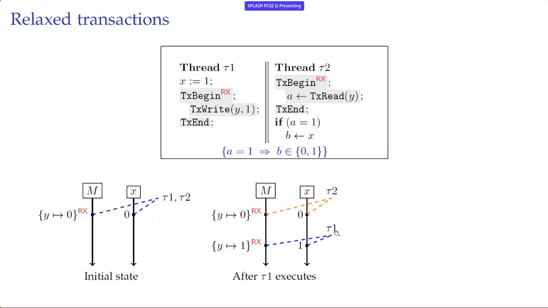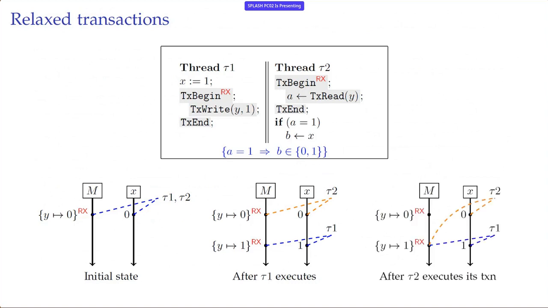Now let's go ahead and execute the other thread. We're going to execute it in a way where we're forcing the other thread to read from this transaction. But you'll notice that because it's a relaxed transaction, we're not updating this view over here, which is the client-side view, because there's no release-acquire synchronization that's induced. So here the view of thread tau2 of x is unchanged, even though its view for the transaction has progressed.